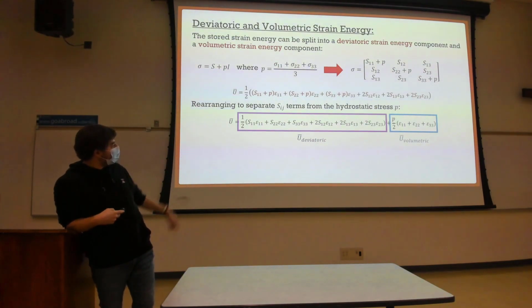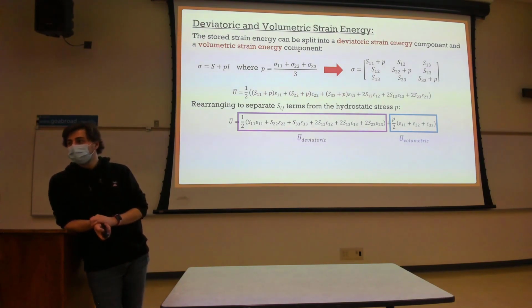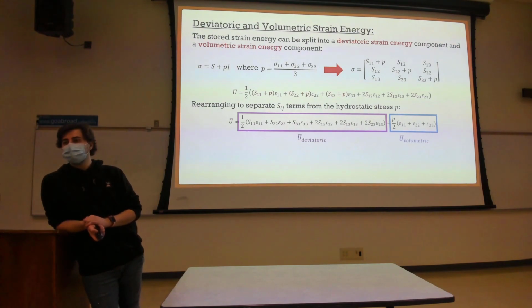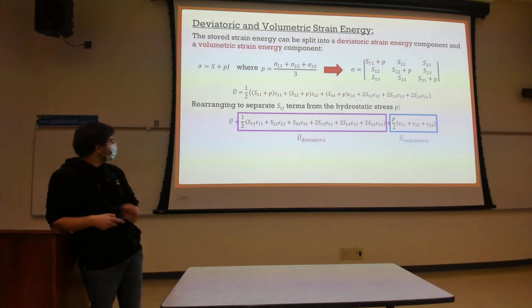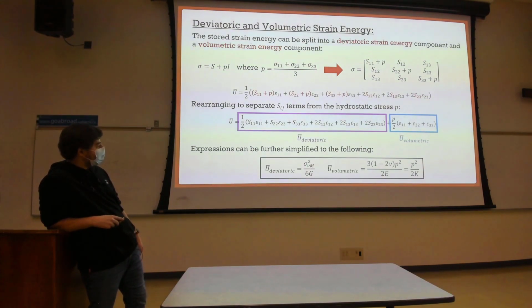Who wants to calculate this? No? No one wants to calculate this? No one has all that extra free time in their lives? No. But what's nice is this actually simplifies quite nicely. The deviatoric strain energy is simply the von Mises stress squared divided by 6G.